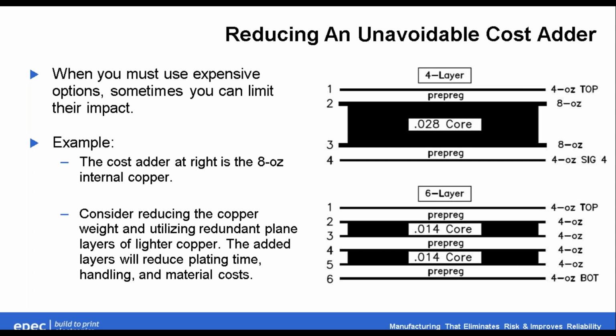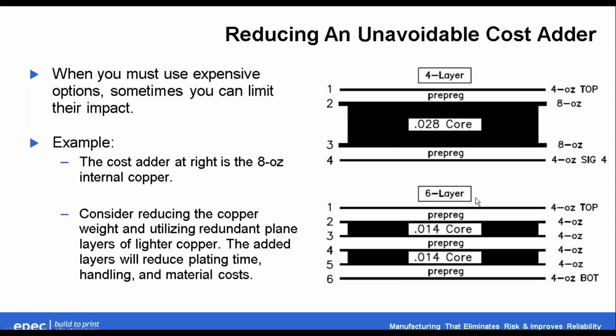So for example, the cost adder at the right is the 8-ounce internal copper, which you can see here. It's a 4-layer board with 8-ounce internal copper. Fairly costly material to buy. What you can do in a case like this, consider reducing the copper weight and utilizing redundant plane layers of lighter copper instead. And the added layers will reduce plating time, plus handling, plus material costs.